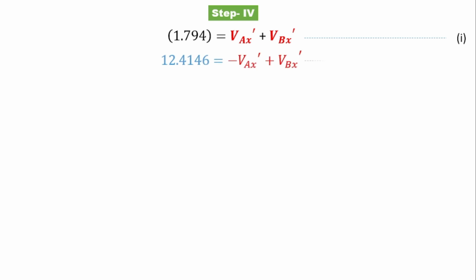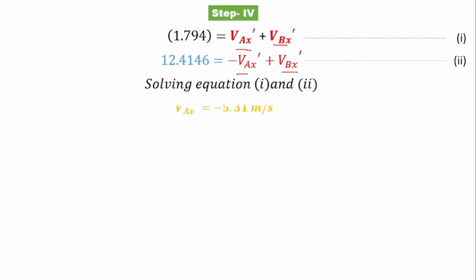Now we have got equation 1 and equation 2. This is equation 1 and this is equation 2. You should write all the terms at similar places. First Vx, then here it should be first Vx; Vbx is second, so here Vbx should be second. Now solve equations 1 and 2. So Vx dash we get minus 5.31 meter per second and Vbx dash is equal to 7.10 meter per second.